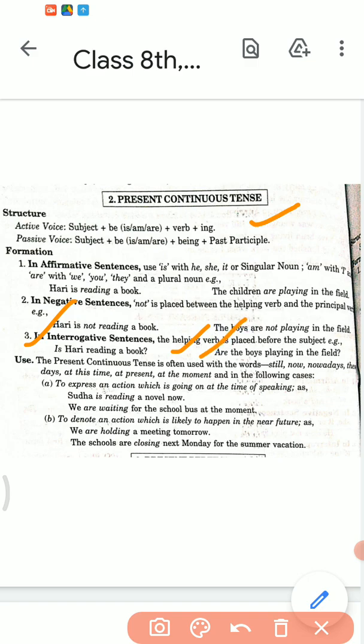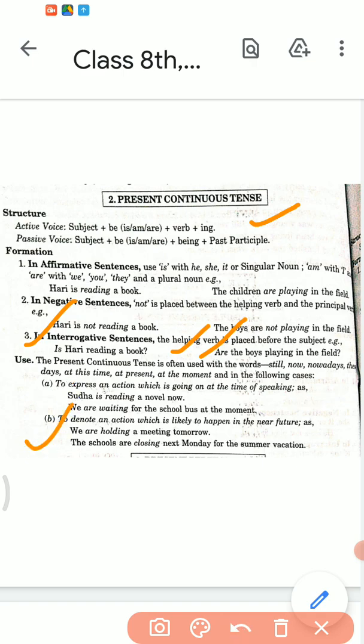Now, the present continuous tense is often used with words like still, now, nowadays, at this time, at present, at the moment, and in the following cases. For example, to express an action which is going on at the time of speaking. For example, I am reading a novel now. Sudha is reading a novel now. We are waiting for the school bus at the moment.